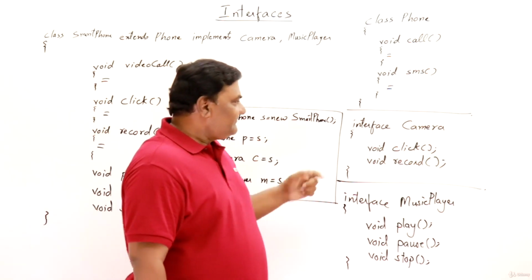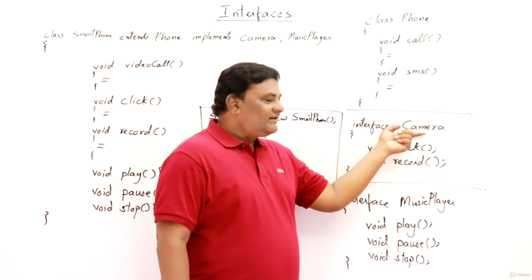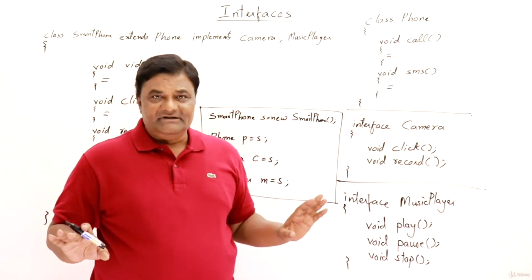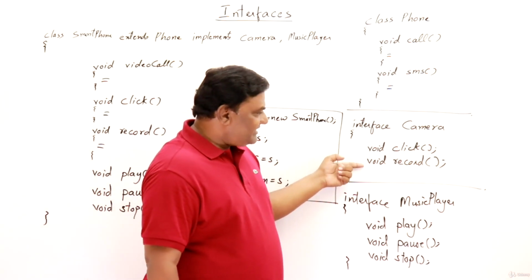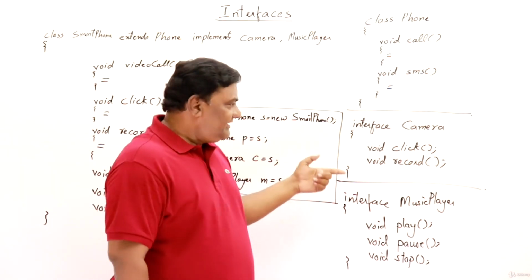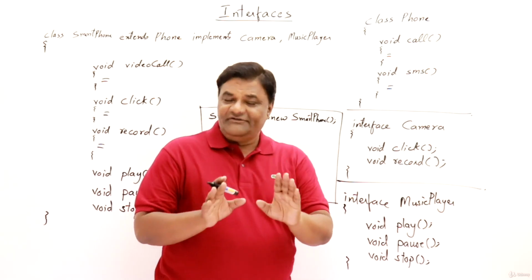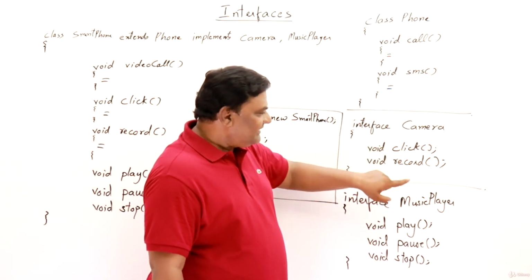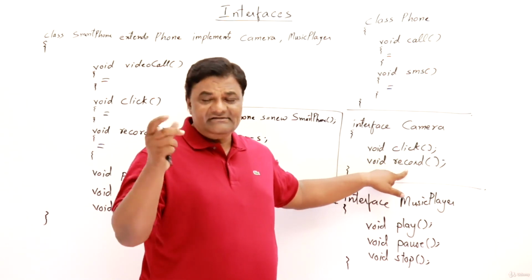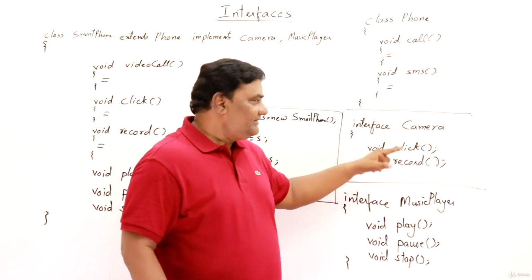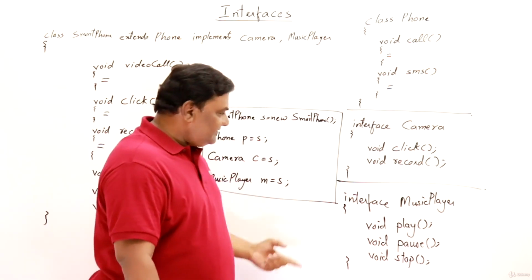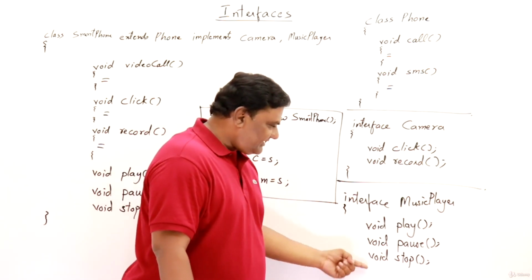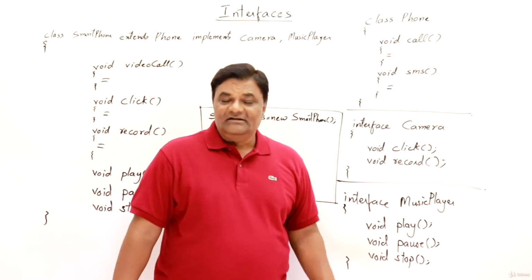Okay. Now next, I have an interface, Camera. As I said, an interface will have all abstract and public methods. So yes, these are all abstract methods. I have not written public, but by default they are public, and also they are abstract. So an interface is a collection of abstract methods. Camera has two methods, click and record, that is taking a snap, and recording, that is video recording. Then the music player interface, I have a few methods like play, pause and stop. Three methods are there, and these are all abstract and public methods.